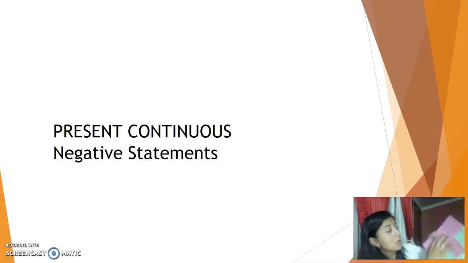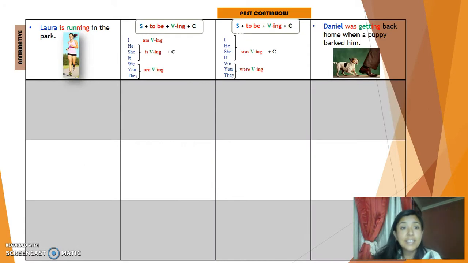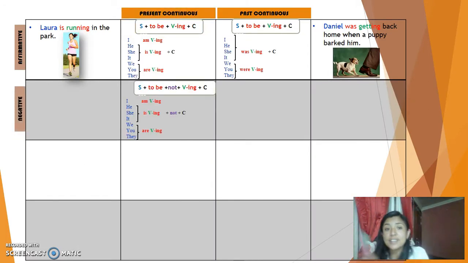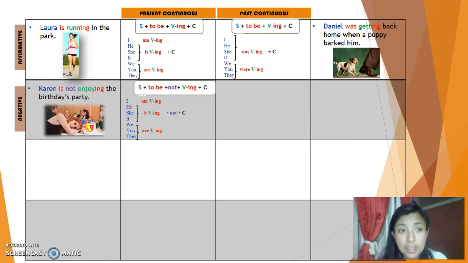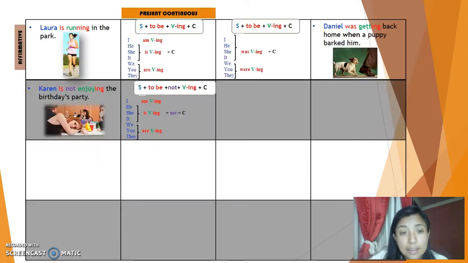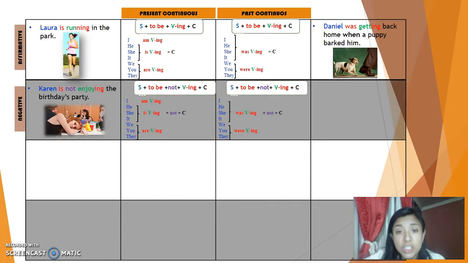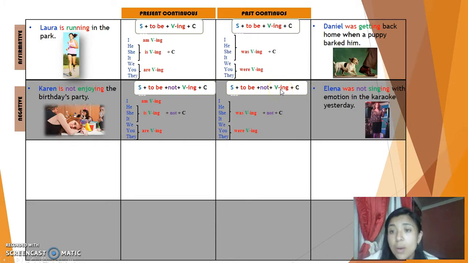In the second row, we are going to have negative statements. In negative statements the formula just changes: we now include not. Karen is not enjoying the birthday party. Again, in the middle, you can write in Spanish. And then here we have the past continuous formula, which is the same. It also includes not between to be and the verb in ing. For instance, Elena was not singing with emotion in the karaoke yesterday.